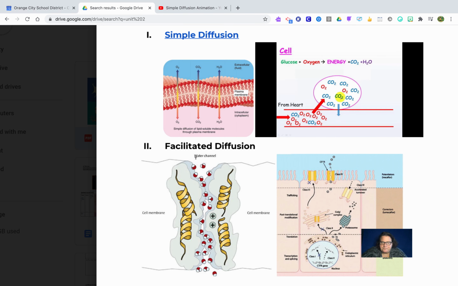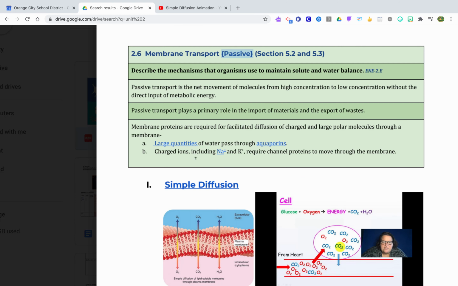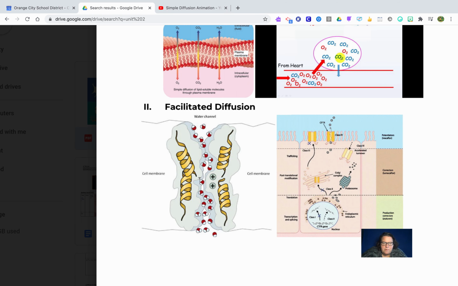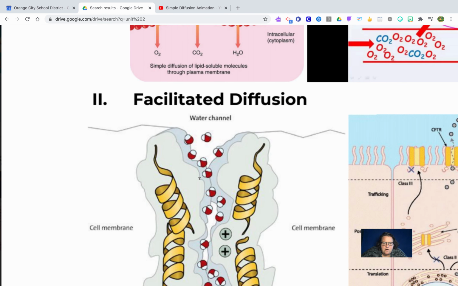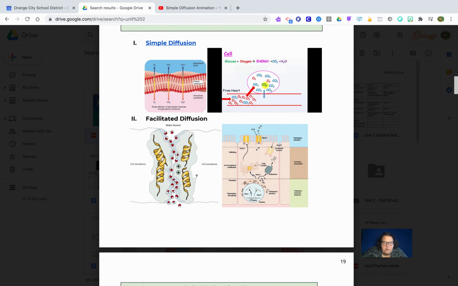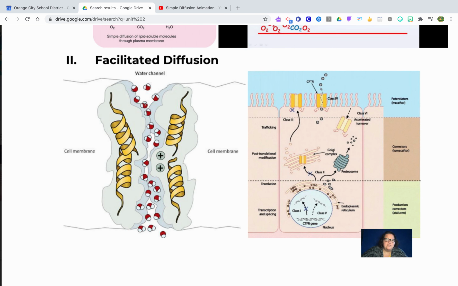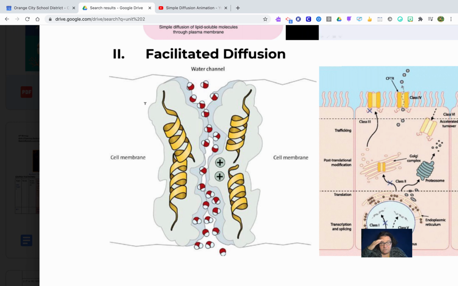All right. The next one I want to talk about is facilitated diffusion. And I'm going to bring up an animation that's going to show aquaporins. I don't believe I've done this animation before, and maybe in regular bio I have. But watch what happens here. Let me describe this picture first before I show the animation.